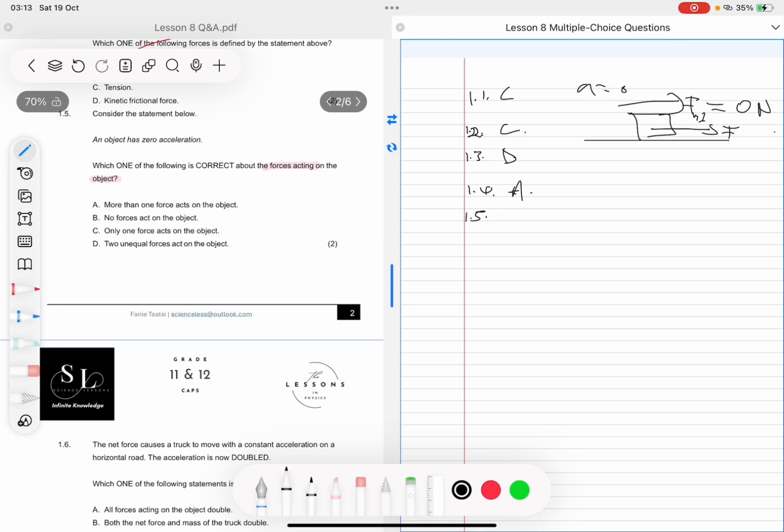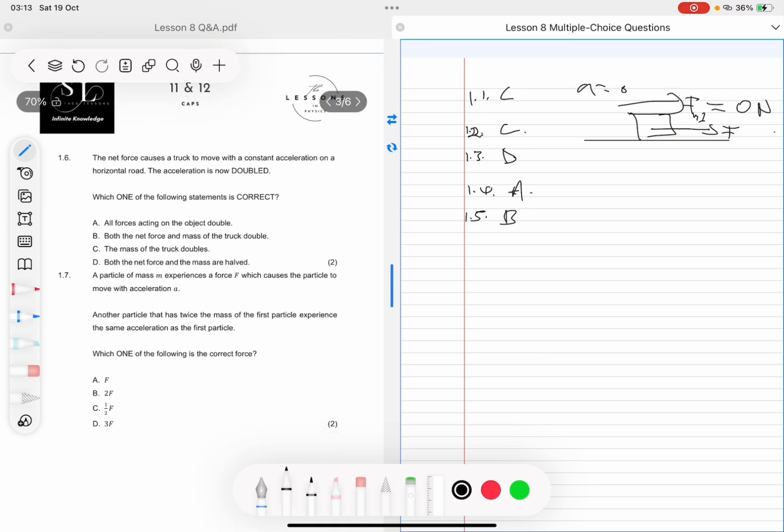Then they say two unequal forces act on object. I mean, when I spoke about A, I spoke to this to say if the forces are unequal, the object will either move in the direction where we have a greater force, right? So B seems to be the best option in this situation. So our answer would be B, right?